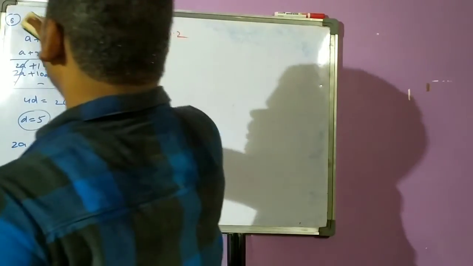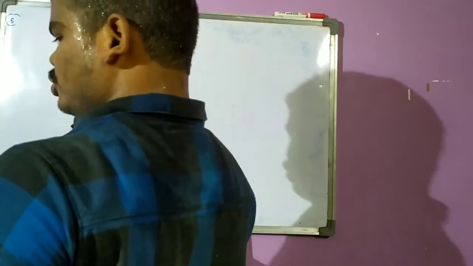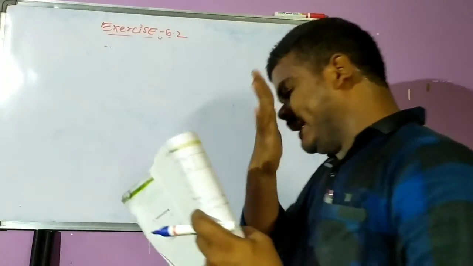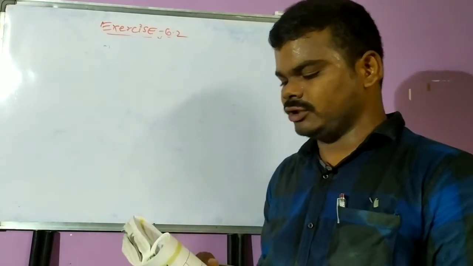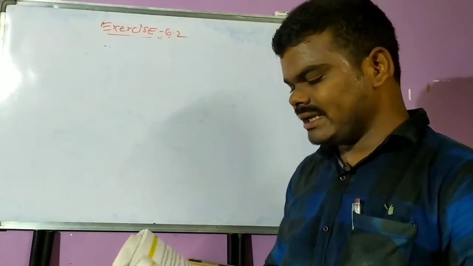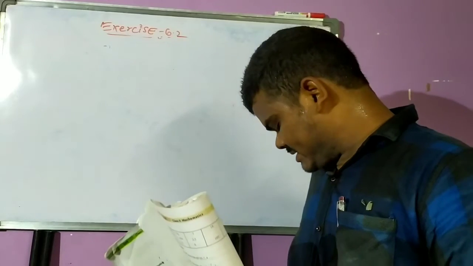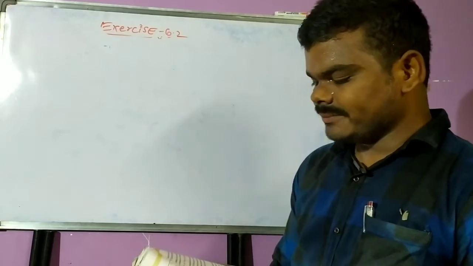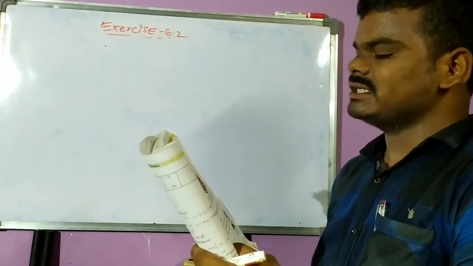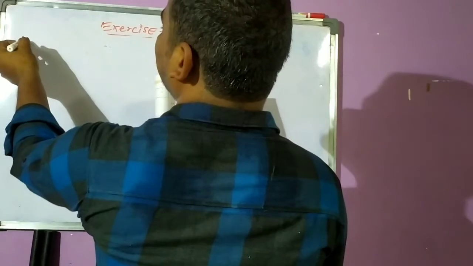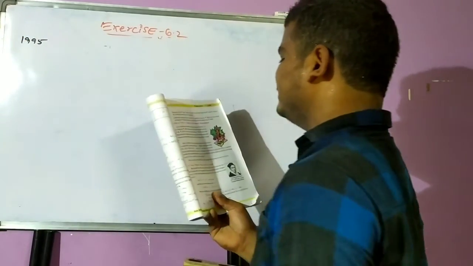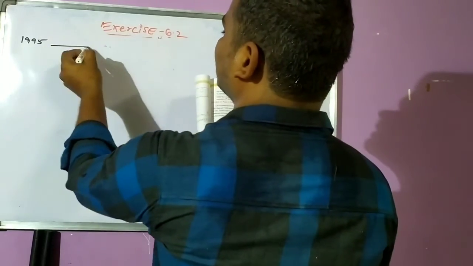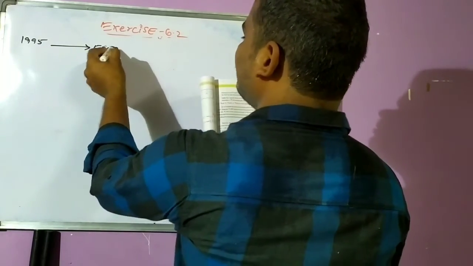Now, Subbarao started his job in 1995 at a monthly salary of 5,000. Subbarao's monthly salary was 5,000 at the initial stage. In 1995, he is joining his job. In this year, his monthly salary was 5,000.